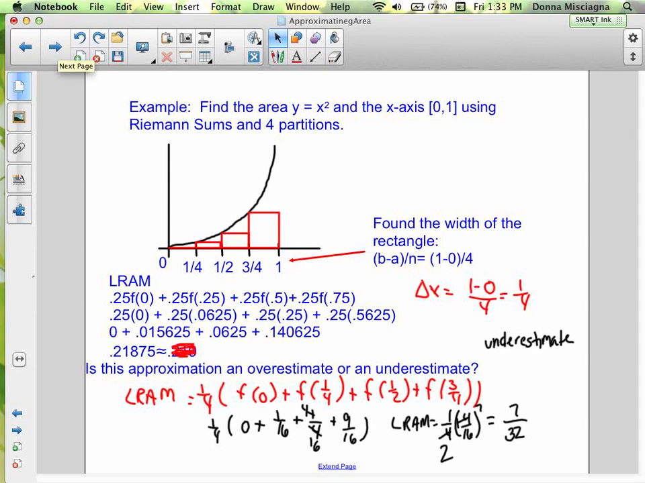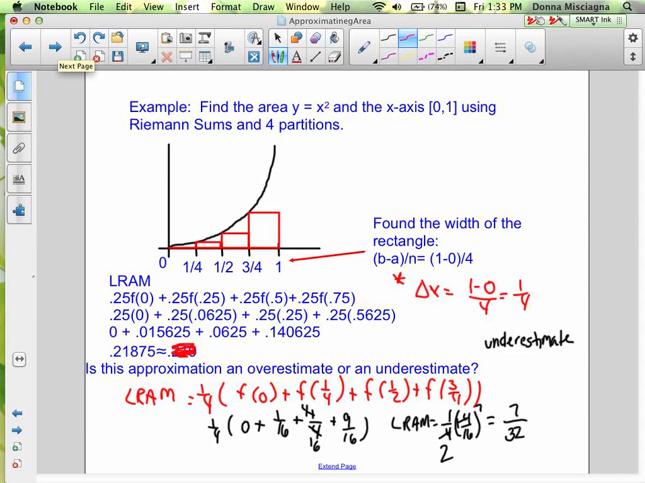Anyway, find the area between y equals x squared and the x-axis, between 0 and 1, using Riemann sums with 4 partitions. So the change in x, you just take the ending value minus the starting value and divide by the number of partitions.